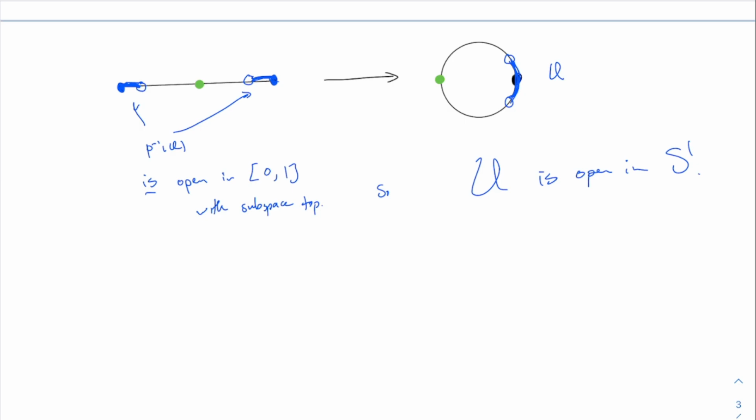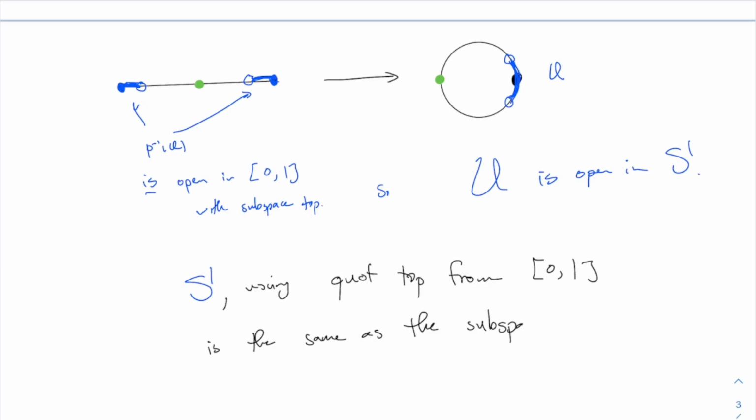All right. Actually, this is what you get here. So S1 using the quotient topology from [0,1] actually is the same as the subspace topology from R2, right? Those little intervals that you get are the same kinds of sets that you would get if you considered this as a subspace of R2. Because remember, the open sets in that case would be open balls from R2 intersected with the circle, and that's what you would get if you intersect the circle with some kind of open ball. All right, this is the quotient topology.